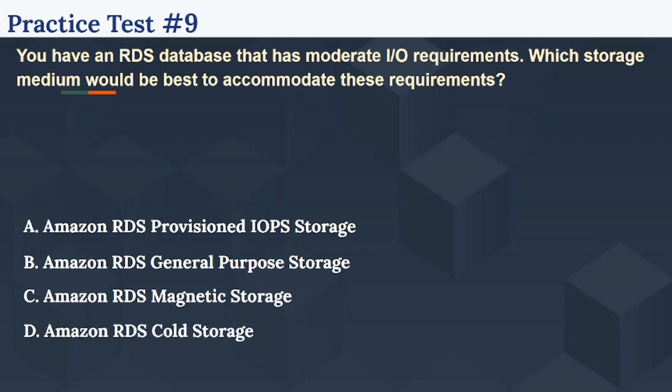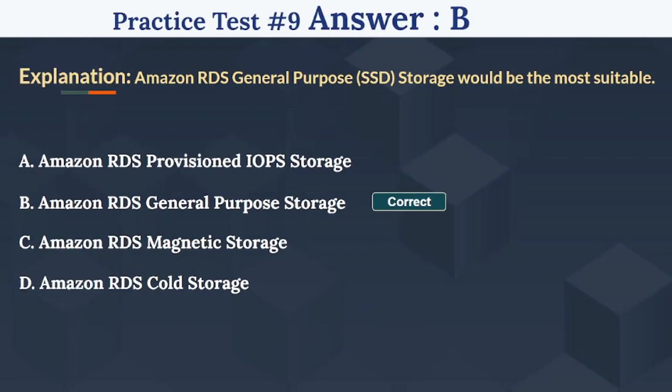Please select your answer in the next 5 seconds. 5, 4, 3, 2, 1. So the right answer is B, Amazon RDS General Purpose Storage. Amazon RDS General Purpose (SSD) storage would be the most suitable. Let's move to the next question.